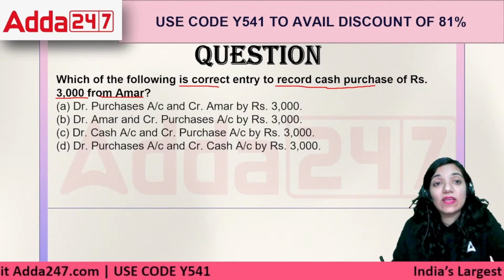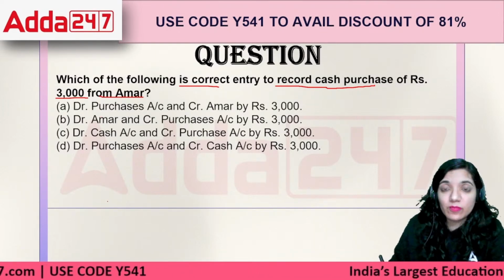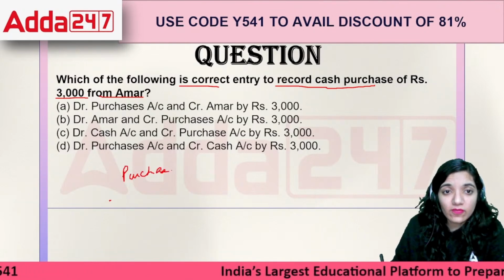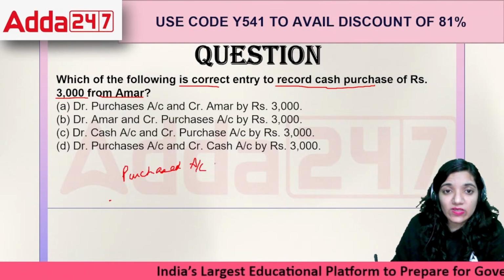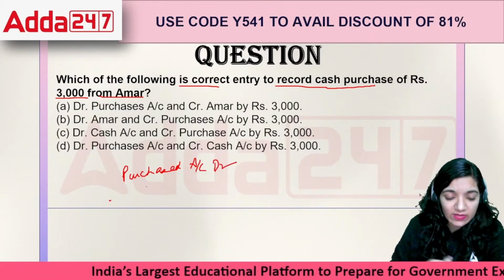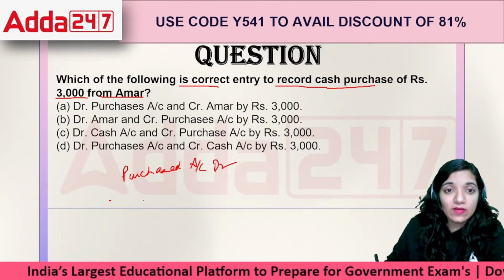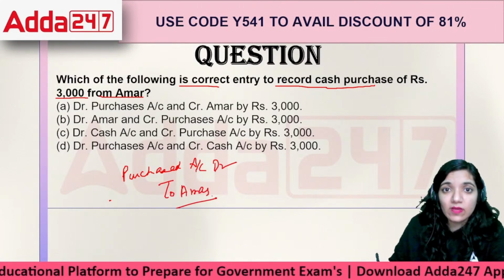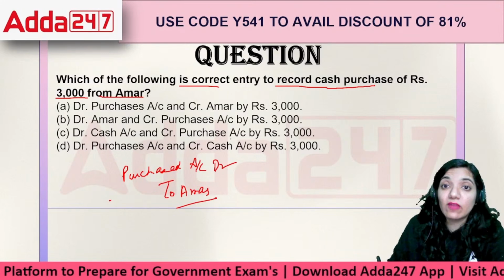The correct journal entry would be that we have purchased goods. Number one, we have purchased goods, purchase account debited, and the goods are from Amar. So it would be purchases to Amar. Since the point is, oh, we have made a cash purchase.